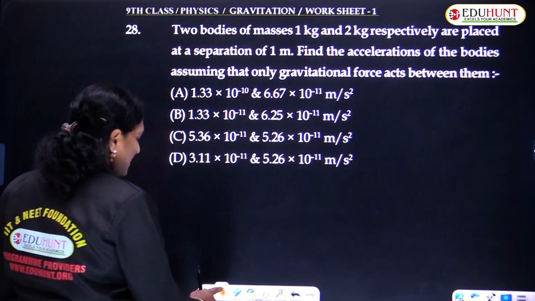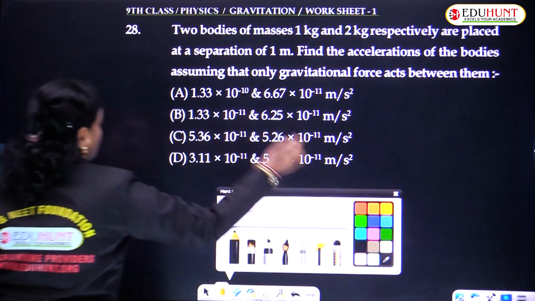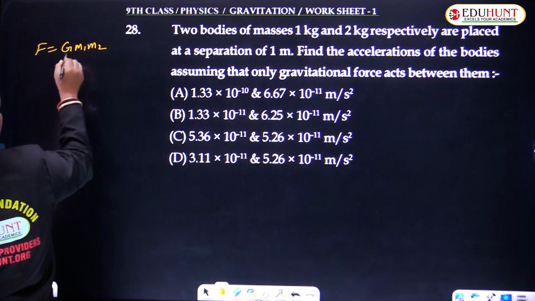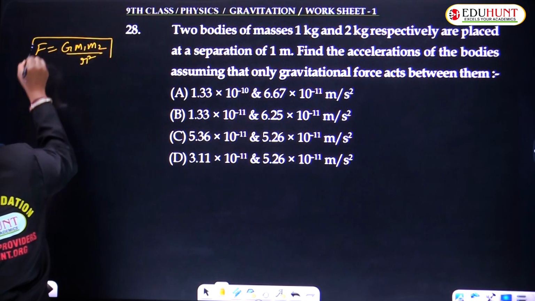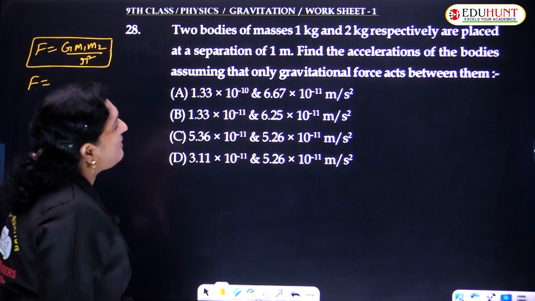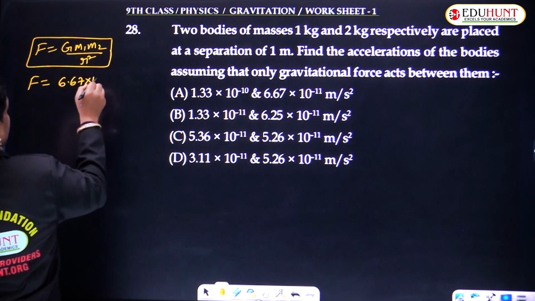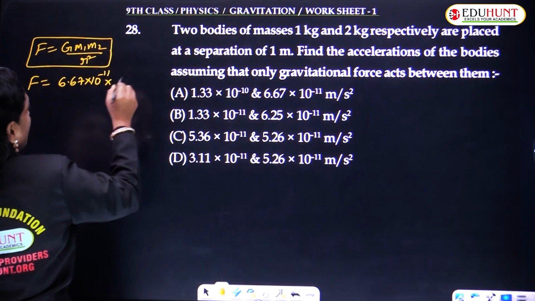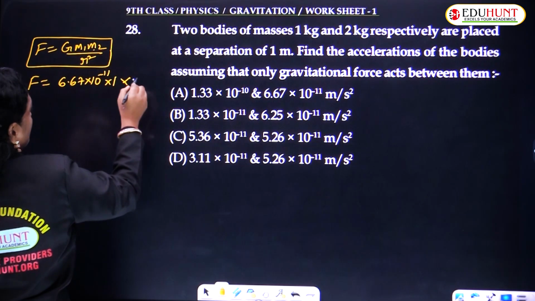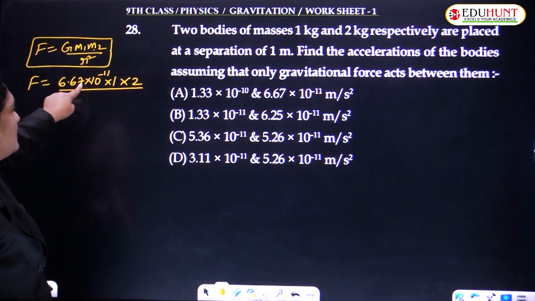First of all, let us try to find the force between the two bodies. So, what is the force between the two bodies? The formula for the force between the two bodies, F is equal to G m1 m2 by r square. The one and only formula. The value of G, generally we consider it as 6.67 into 10 power minus 11. Mass of the first body is 1 kg. Mass of the second body is 2 kg. That's it, nothing else.